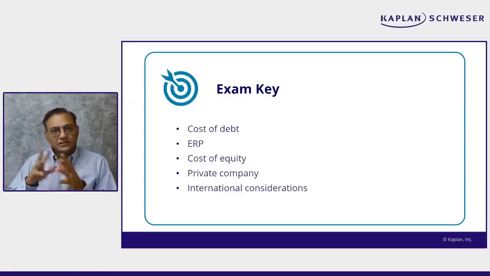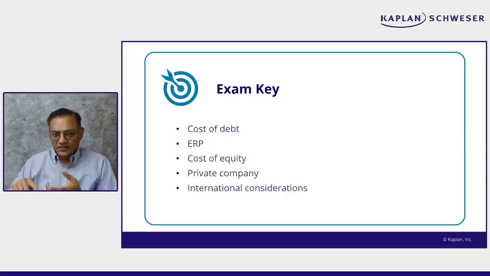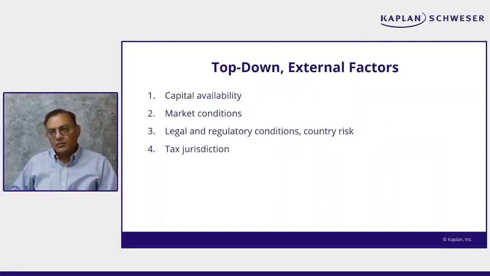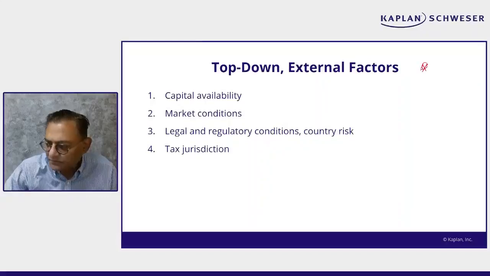All right, so the specific things we're going to talk about are cost of debt, ERP, cost of equity, private company considerations, and then international considerations. Let's get started. So cost of capital is applicable to both debt and equity. There are two categories of factors. One is top-down factors, what I call macro level factors, and the second one is bottom-up factors, which are company specific.